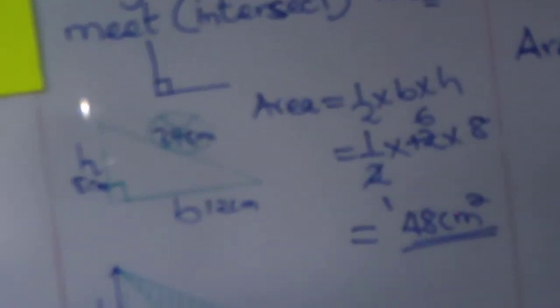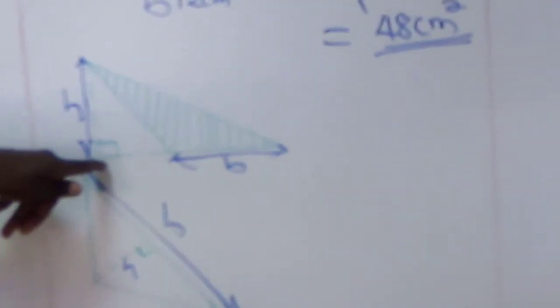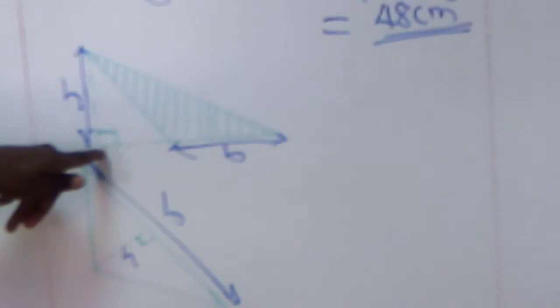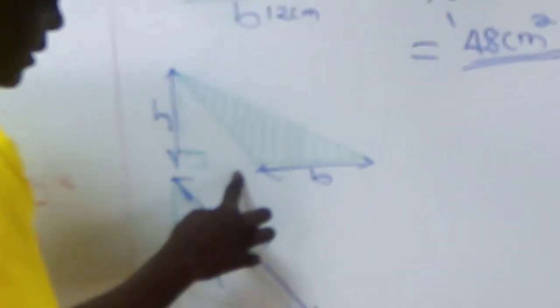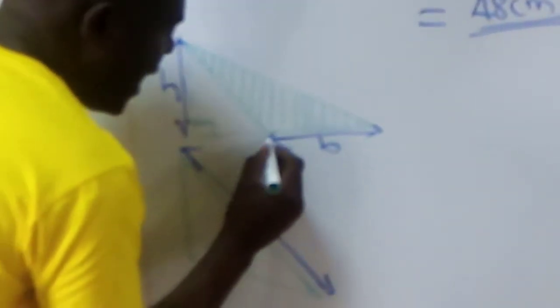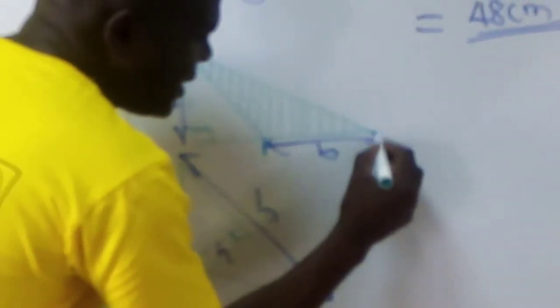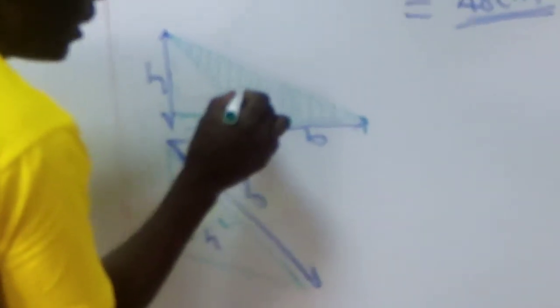Now let's come to this one here. This question here has the height outside the triangle. You must extend this so that the height makes 90 degrees with the base. The base is extended. Remember, it's extended. I want you to note one thing, that the base starts here and ends here. The base of this triangle.